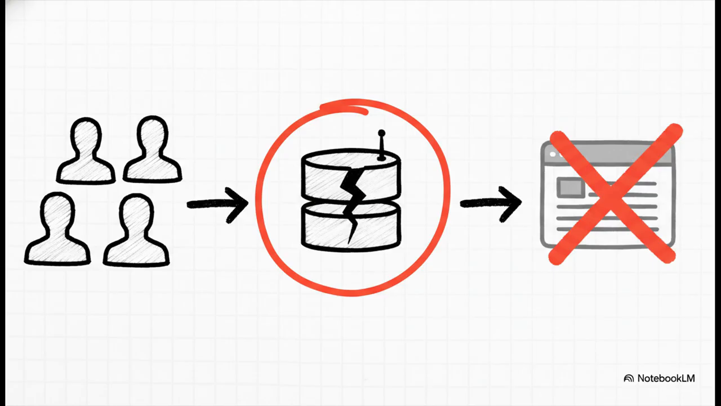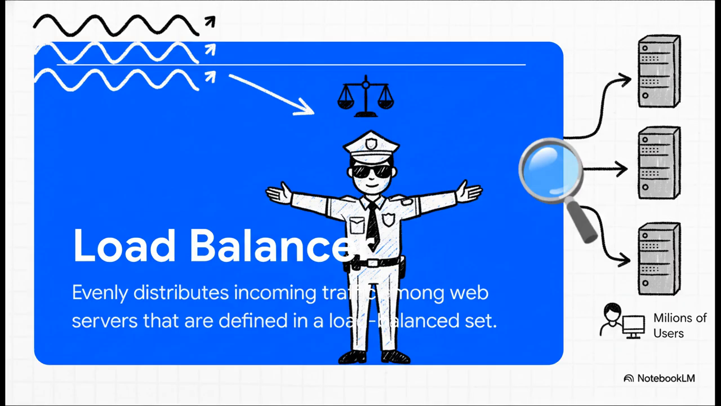Okay, so we've separated our tiers, which is great. But we've just created a new problem. See that single web server? That is now what we call a single point of failure. If that one machine goes down for any reason, poof, the entire site is gone. So, how do we fix that? With something called a load balancer. And honestly, the best way to think about it is as a super smart traffic cop for your website. It sits out front of all your servers and directs the incoming traffic, making sure every server gets a nice, even share of the work.